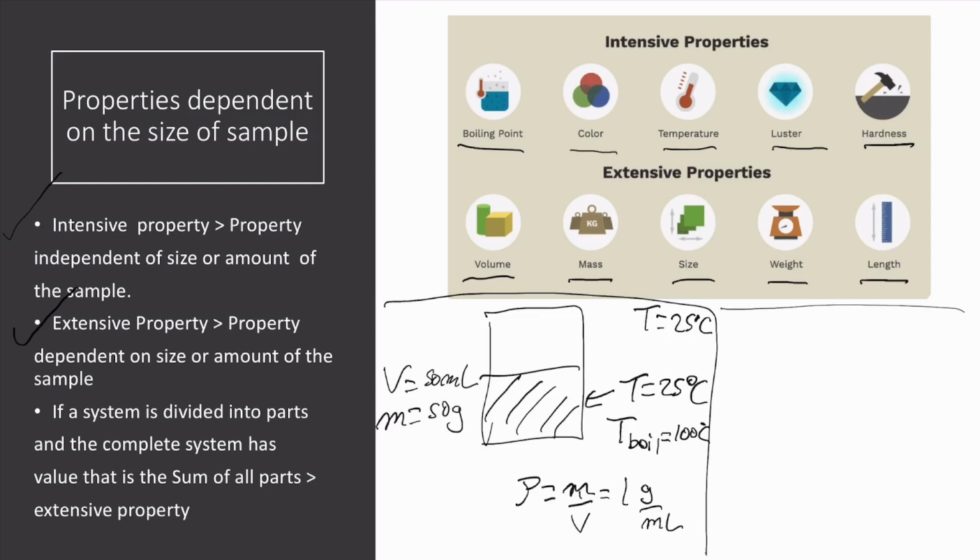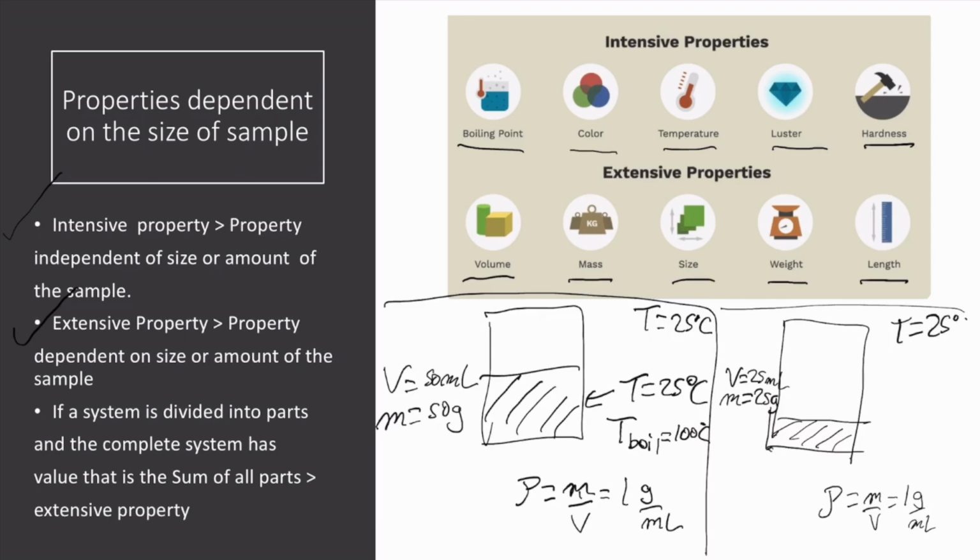Now, let's say that we drink half of this water. Now the volume will be 25 milliliters. The mass is 25 grams. So both of these are half. The density, mass over volume, will still be 1 gram per milliliter. The temperature of the room has not changed, so the water temperature is still the same.